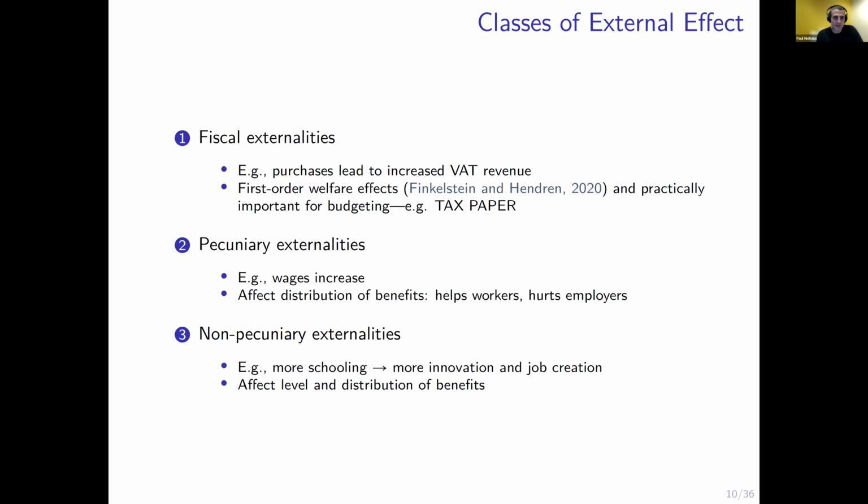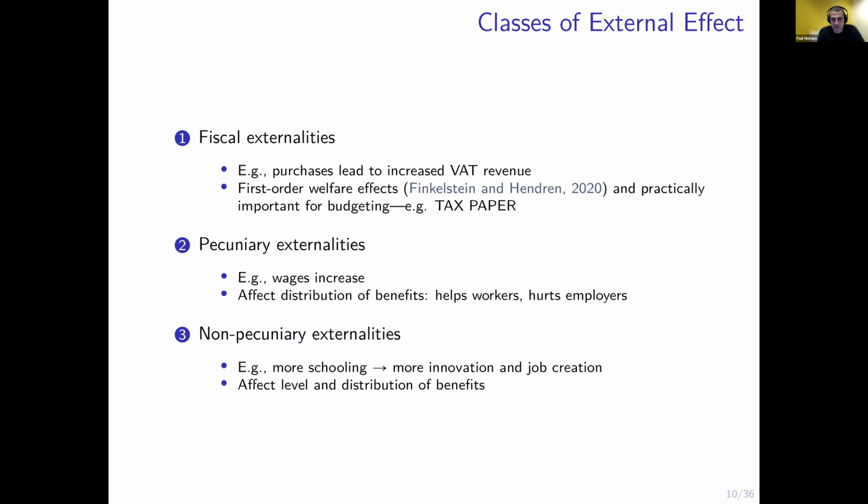So those are fiscal externalities. Pecuniary externalities, as I said, wages could go up. We care a lot about how this affects the distribution of benefits. So for example, if wages go up, that is going to help workers. It's going to hurt employers. So that would change the redistributive analysis of the program.